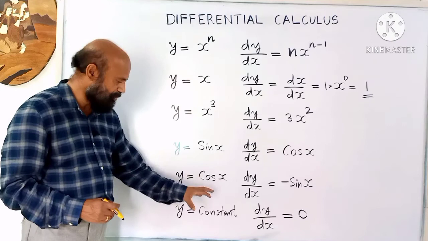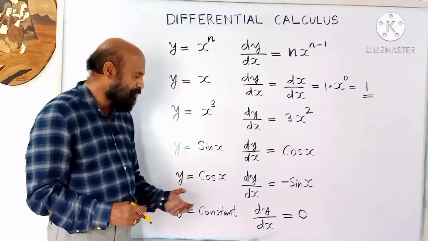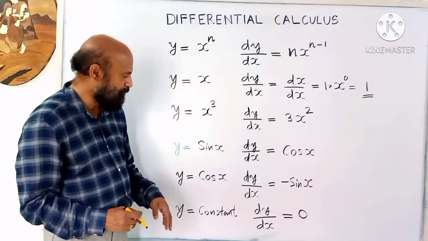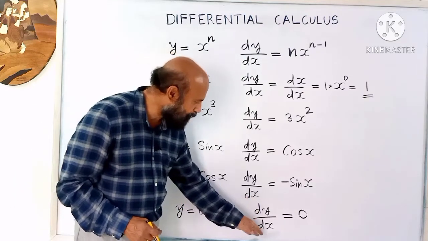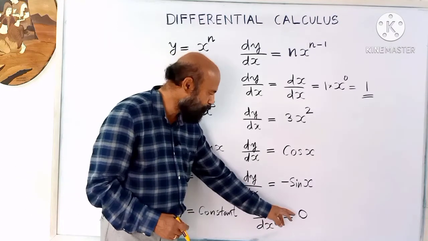Suppose y is a constant. That means y is not at all changing. Y is a constant. Then the rate of change of y with respect to x will be 0. That means dy by dx is 0. For a constant, the differential coefficient will be 0.